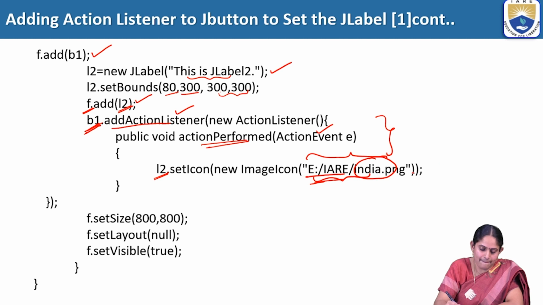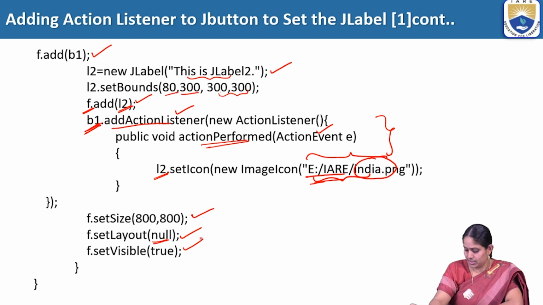So this is implemented again by the anonymous class method, and here we are setting the size of the frame to 800 by 800. There is no particular layout used, hence it is set to null, and the visibility is set to true. So this is how we add an action listener to the button, wherein that button is setting the label to an image. To add an image to any label or any text field, we have to use the ImageIcon class.